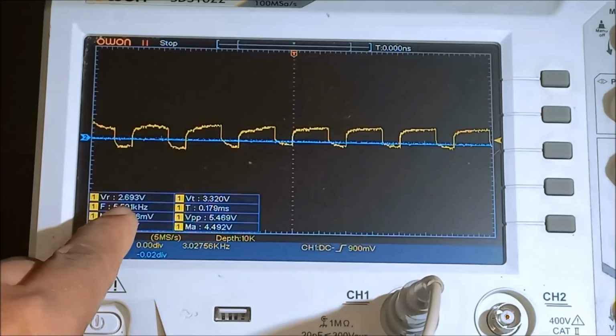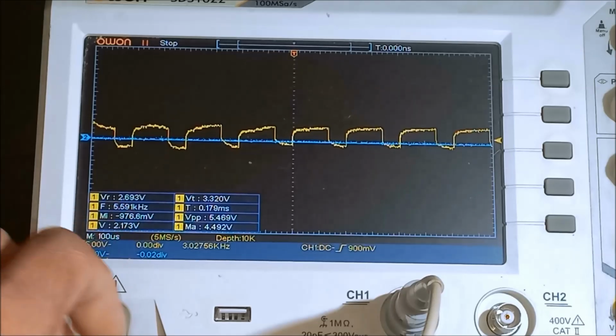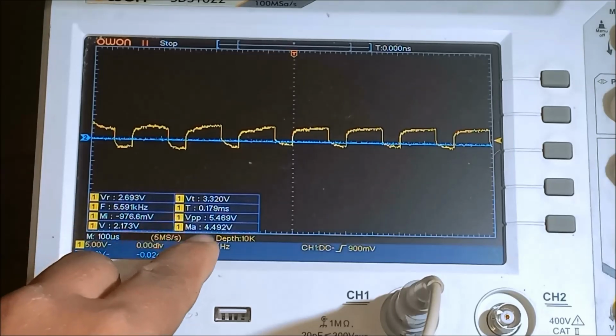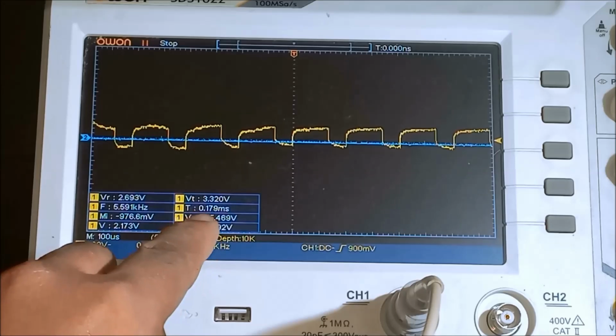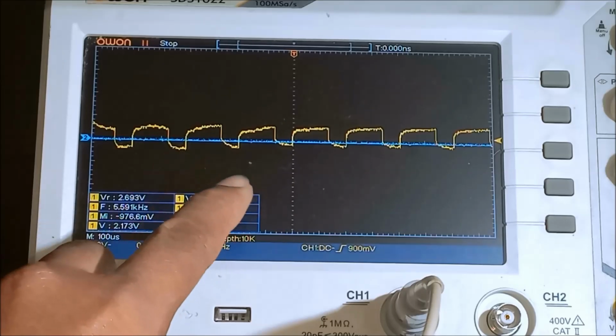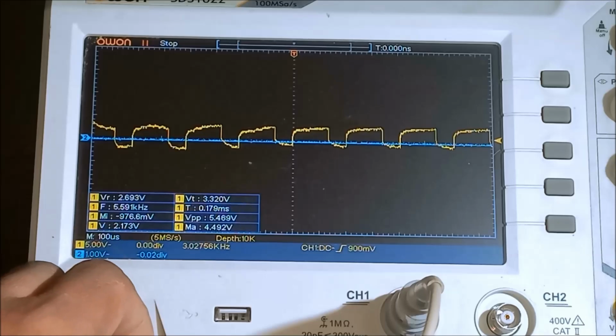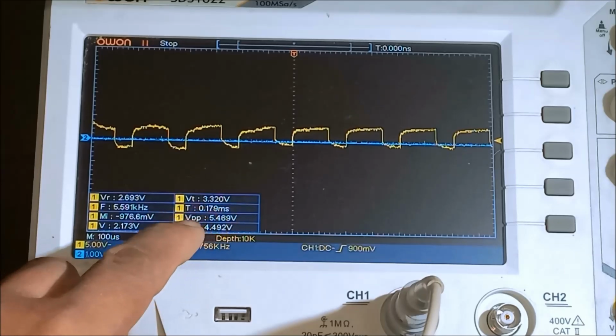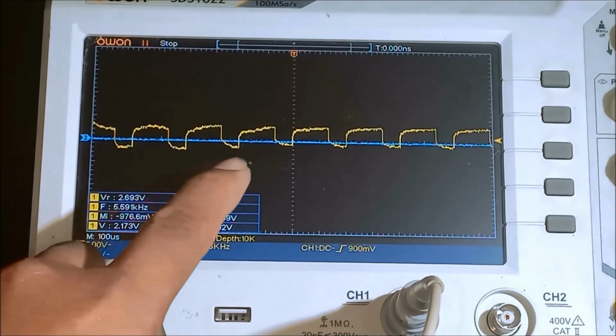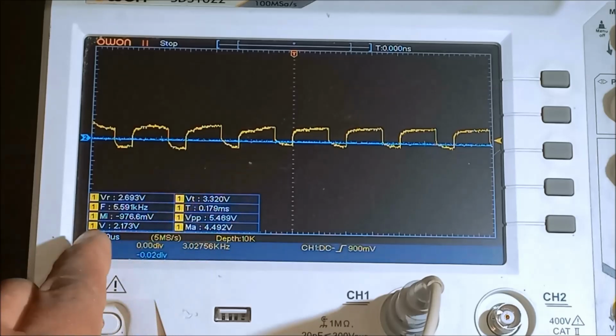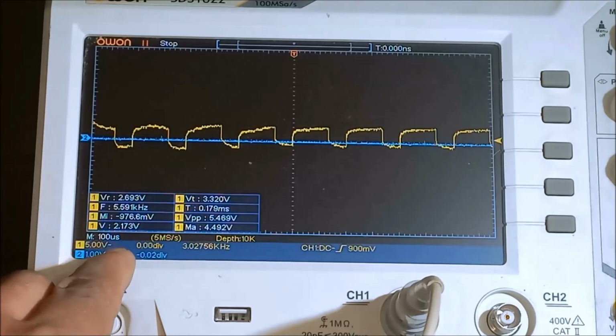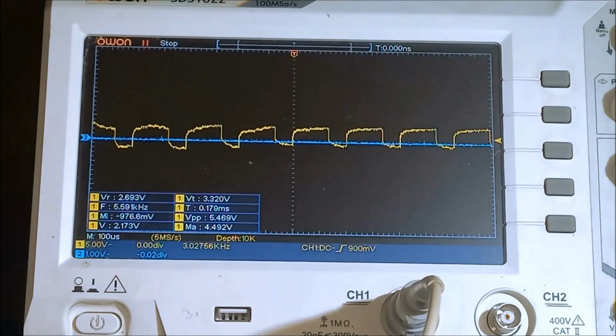Voltage RMS 2.693 volts. Because the maximum voltage peak to peak, it looks like a square waveform or a rectangular waveform, 5 volts per division.